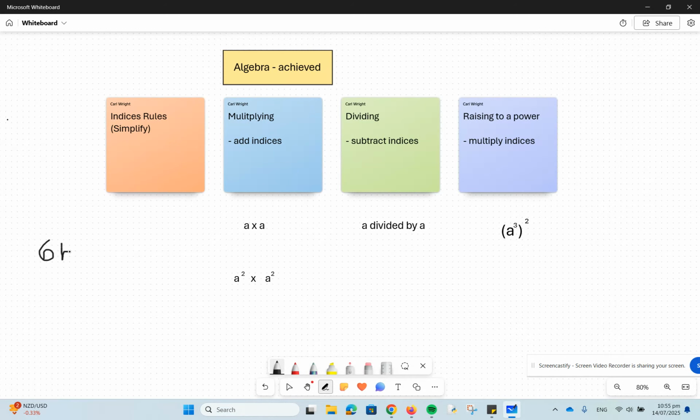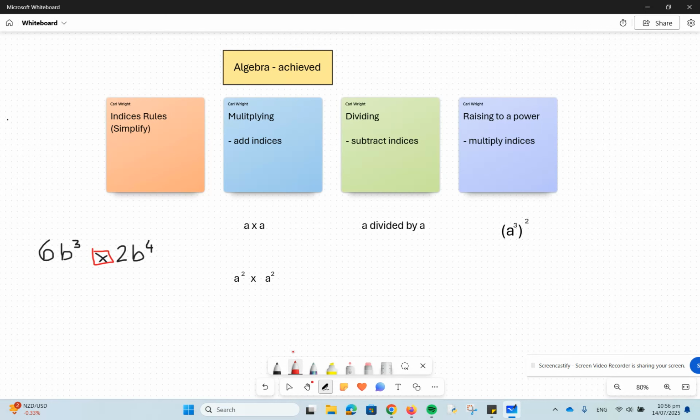b to the power of 3, and I'm multiplying it by a 2b to the power of 4. Okay, now I must simplify this expression. So we notice, first thing we've got to do is we've got 3 rules: multiplying, dividing, or raising to a power. This operator is multiplying. That means I have to add the indices. So I apply the first rule, add the indices.